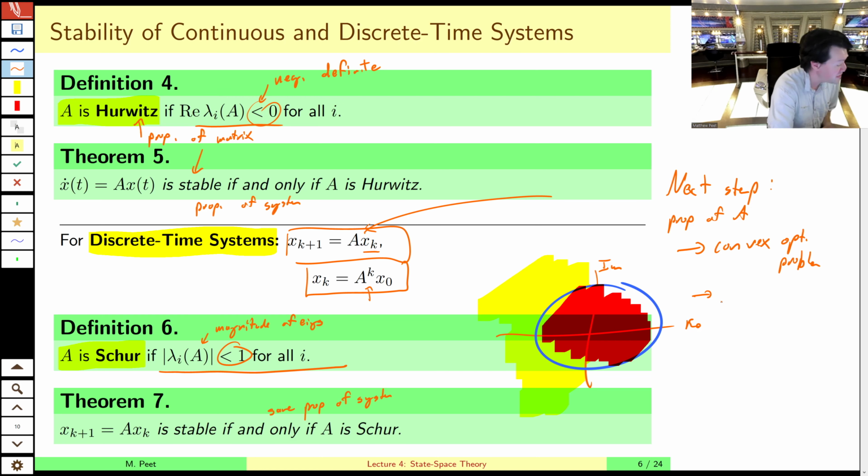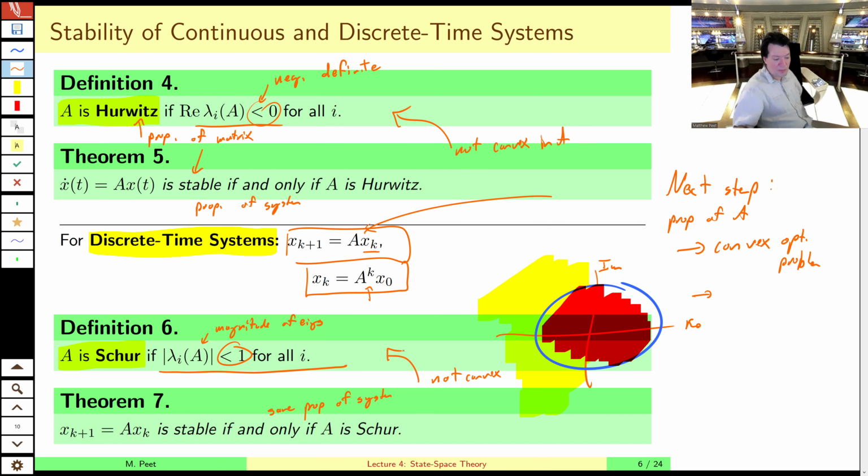Is this constraint convex? No, it's not. Not convex in A. And this is similarly not convex in A. Oh, sorry, that's the wrong one. This is not convex in A. So when we come back, and it seems like a natural spot for a break, I will talk about how to formulate the convex optimization problem.